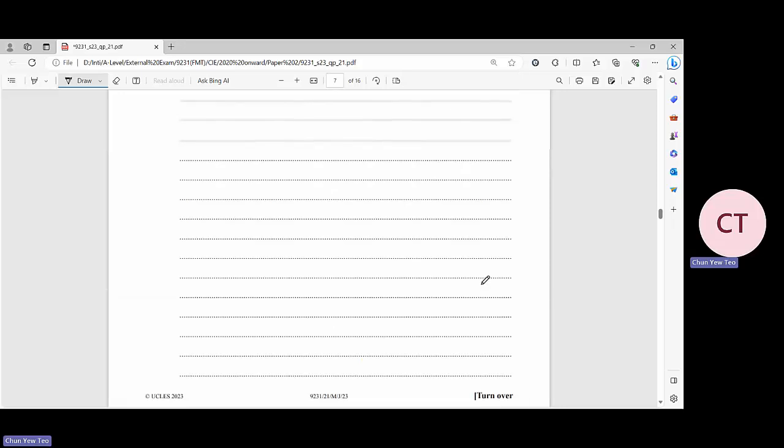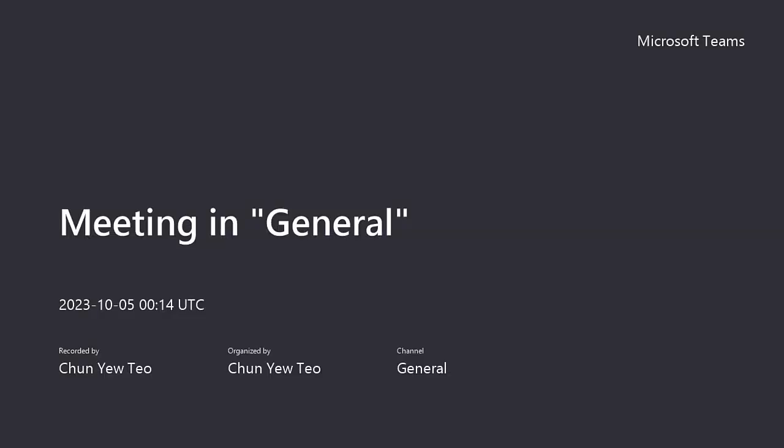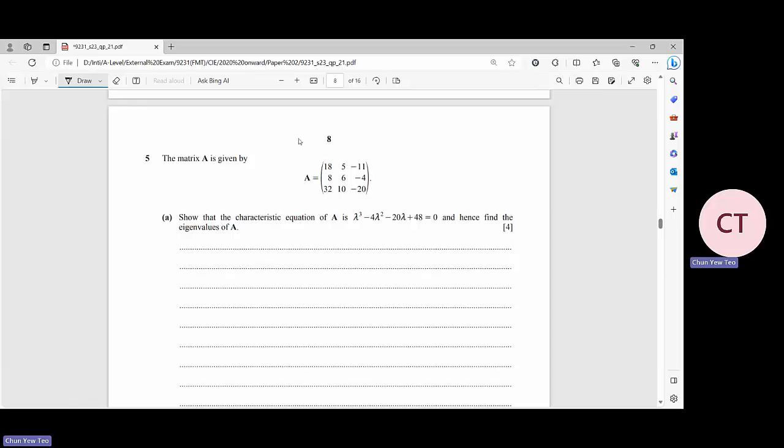Okay, so that is all for question number 4. Now we move on to question number 5. The matrix A is given by this. Show that the characteristic equation of A is lambda cubed minus 4 lambda squared minus 20 lambda plus 48 equals 0. So this one has no shortcut. We just have to do it the hard way.